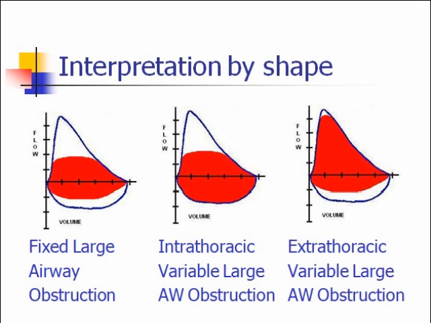The extrathoracic loop that you see is where the obstruction is above the chest. You have narrowing causing a difficulty with inspiration, difficulty in inhaling. These extrathoracic obstructions can be seen in vocal cord paralysis, goiters, tumors, or other upper airway problems.